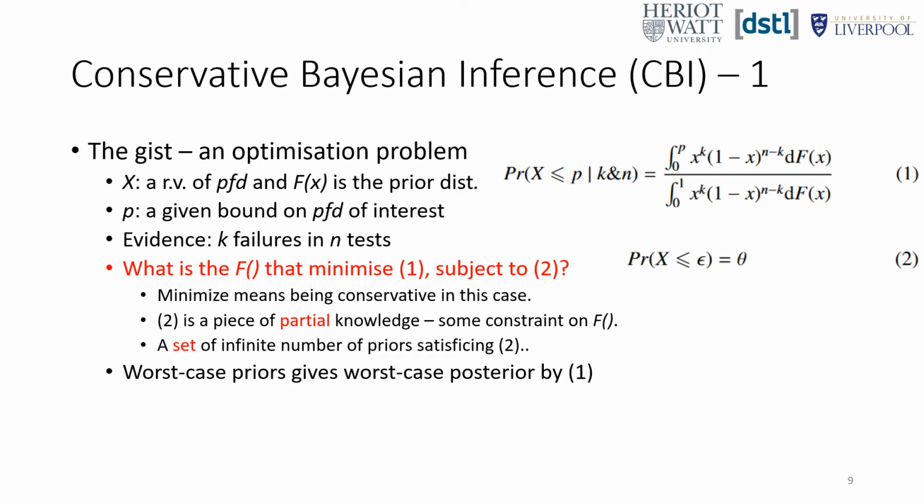We are minimizing this objective function 1 here because this is the practical meaning of being conservative, and equation 2 is a piece of partial knowledge in the sense that it is far from the complete prior distribution. Rather, it is just some constraints on the prior distribution, and we know there is a set of infinite numbers of prior distributions satisfying this piece of partial prior knowledge, and we try to find out in this optimization problem what is the corresponding worst case prior distribution in this set that gives you the minimized objective function 1. And once we got this worst case prior distribution, we can easily get the worst case posteriors by equation 1.